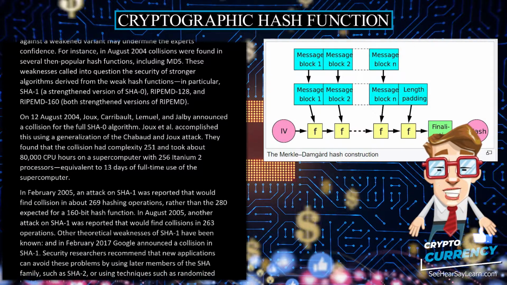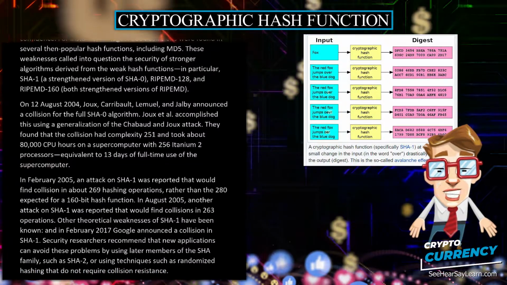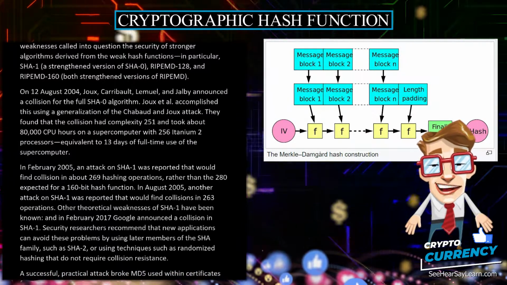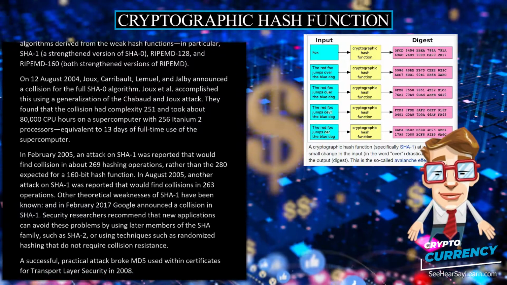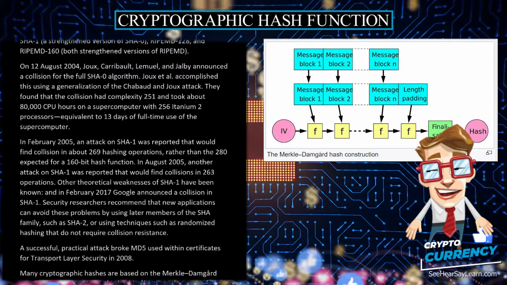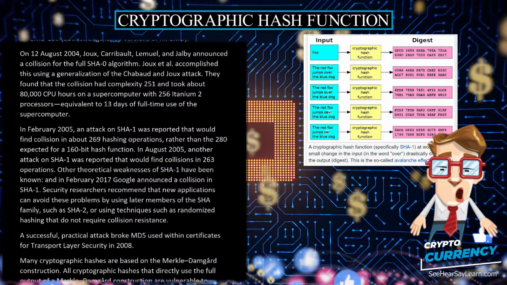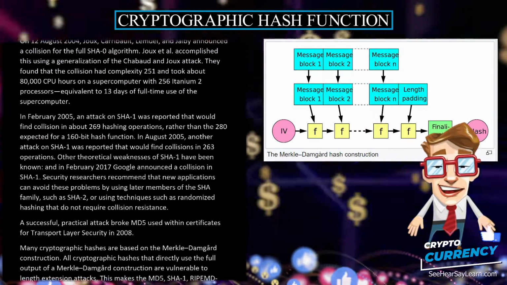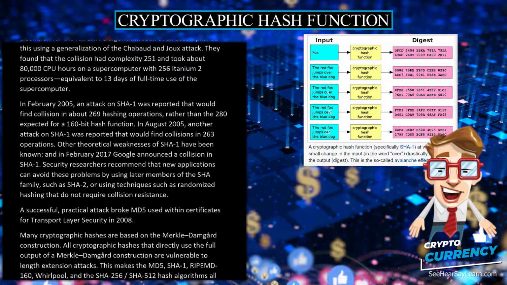Many cryptographic hashes are based on the Merkle-Damgård construction. All cryptographic hashes that directly use the full output of a Merkle-Damgård construction are vulnerable to length extension attacks. This makes the MD5, SHA-1, RIPEMD-160, Whirlpool, SHA-256, and SHA-512 hash algorithms all vulnerable to this specific attack. SHA-3, BLAKE2, BLAKE3, and the truncated SHA-2 variants are not vulnerable to this type of attack.